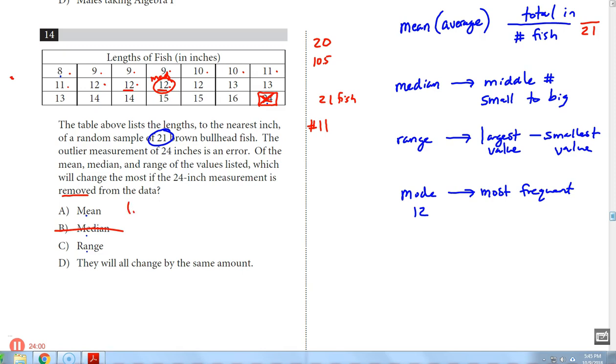The mean is going to change a little bit, we decided. And I don't want to add up all those numbers to see, because maybe there's something easier, which there is. The range, I believe, is going to change quite a bit. Because the range, if I leave 24 in, the range is going to be 24 subtract 8, which will give me a range of 16. If I take 24 out, the largest value is now 16, take away 8. Whoa, that changed a lot. So my range number changed by a lot if I take the 24 out. The average, it's not going to change by a whole lot. So I believe the correct answer here is going to be C.